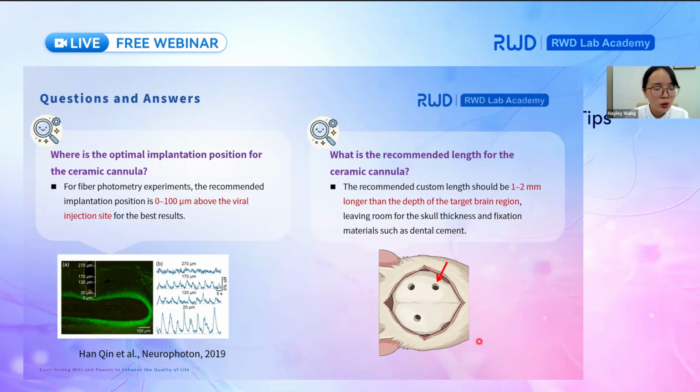So the second question, we recommend the length should be 1 to 2 millimeters longer than the depth of the target brain region, because we need room for the skull thickness, as you can see here, and for some fixation materials such as dental cement.